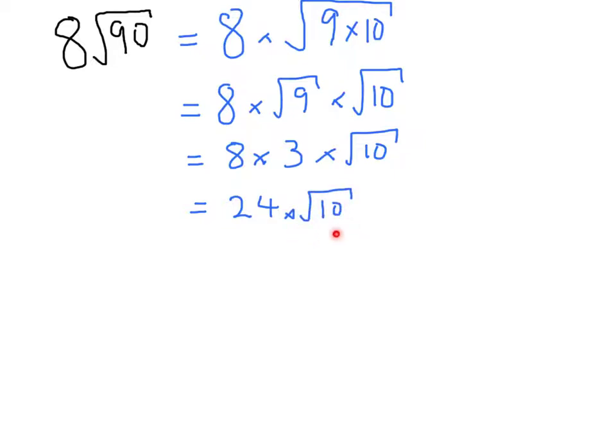Now 10 is quite a big number still, but there are no perfect squares that can be factors of it. The only factors of 10 that we've got would be 1, 10, 2, and 5. So none of these are perfect squares, so we can't actually get that down any smaller. So our final answer is then just 24 square root 10. Easy.